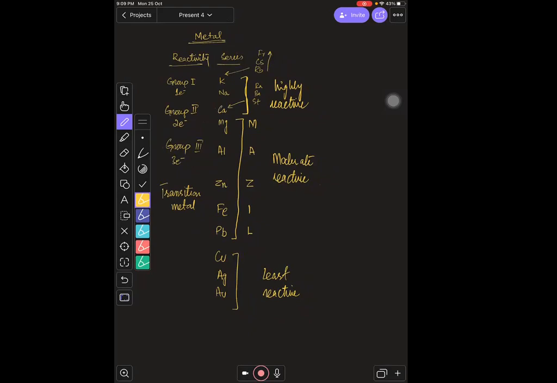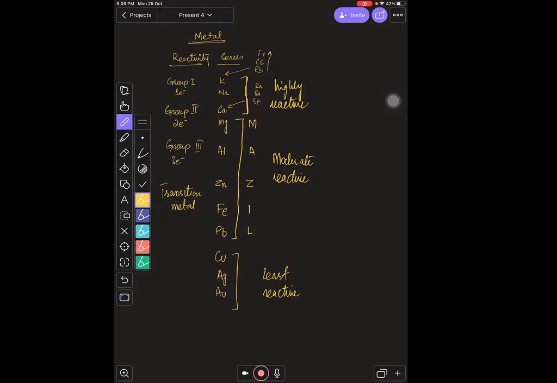So we are just talking about the left hand side of the periodic table, not the right hand side. The right hand side contains groups 5, 6, and 7, which are actually groups of non-metals. So we are just talking about metals right now. So why are they highly reactive? The first thing that you can ask me, sir, is why they are highly reactive, why they are moderate, and why they are least?